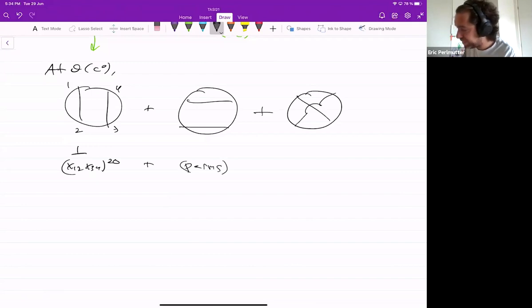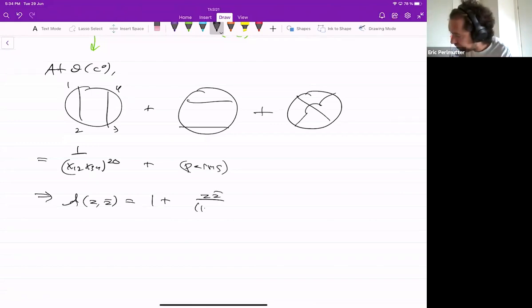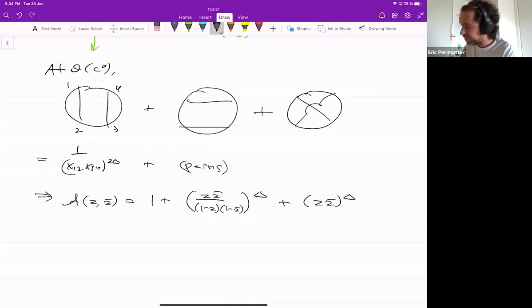And then the obvious permutations hold here. And so just extracting the overall power law factor involving the x's, the corresponding 4-point function is just 1 plus z bar over 1 minus z, 1 minus z bar, all to the delta, plus z bar to the delta, where each of these terms corresponds to the graph above it. So this is the answer.